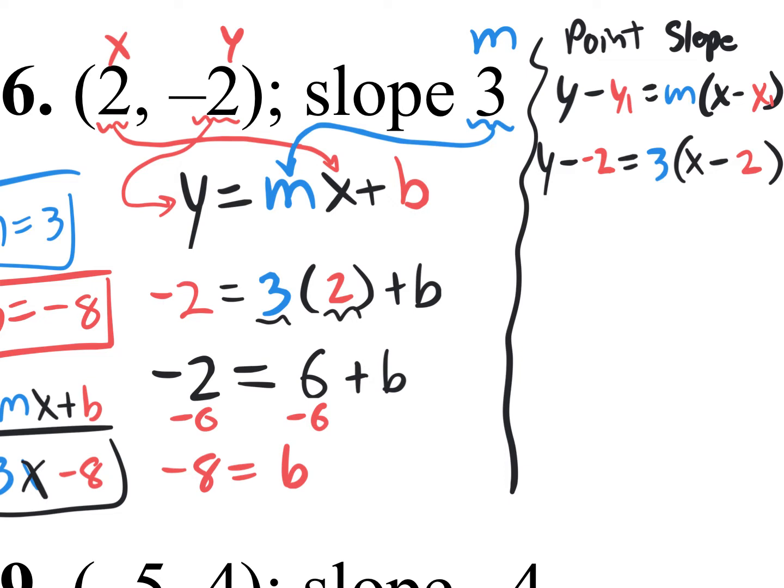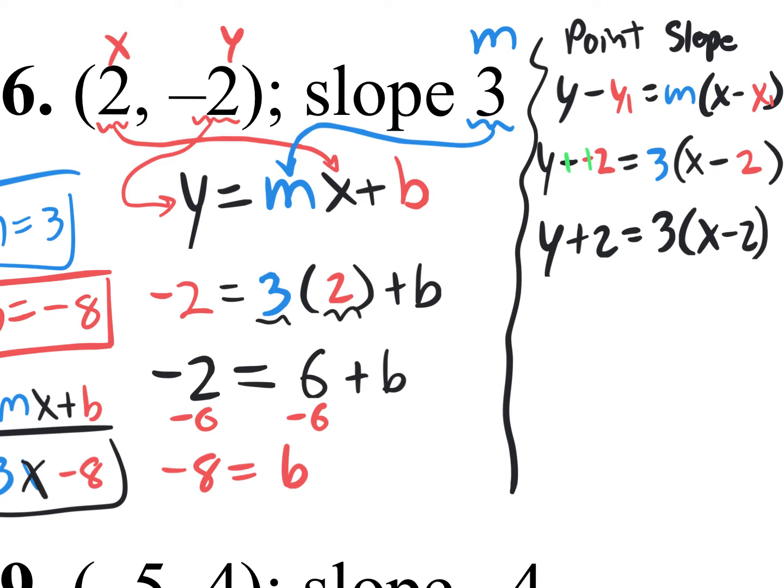Okay, the only other thing you could do to make this look a little nicer is to change the minus to plus. So you could write it as y plus 2 equals 3 parenthesis x minus 2. That is an equation, but it's in point-slope form instead of slope-intercept form. And again, the instructions didn't really say write it in slope-intercept form. So if they just say write an equation and they give you the point and they give you the slope, you just plug them in and you're done. So that's why point-slope form is super awesome.